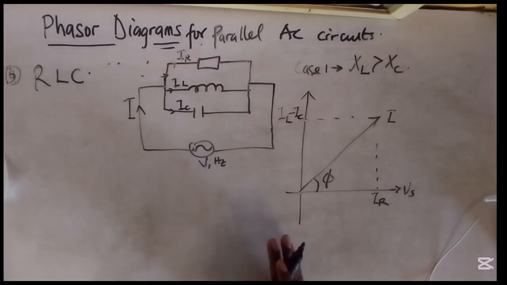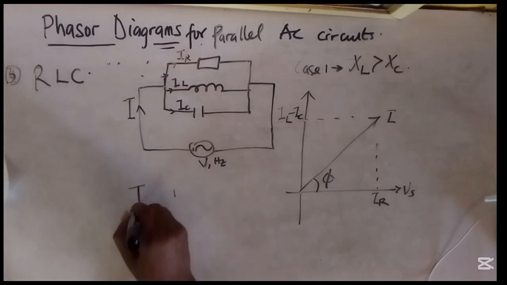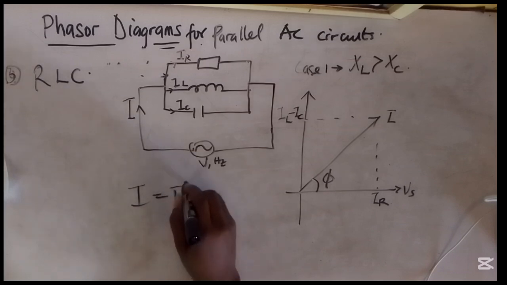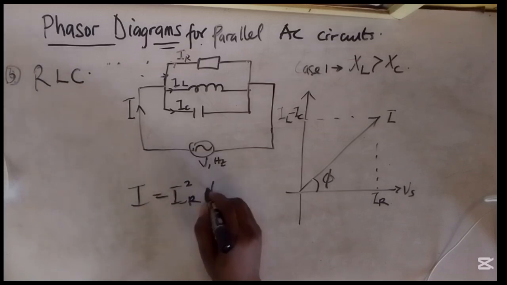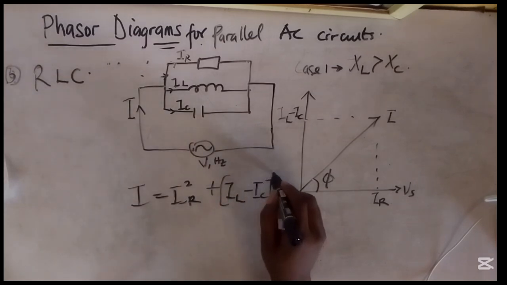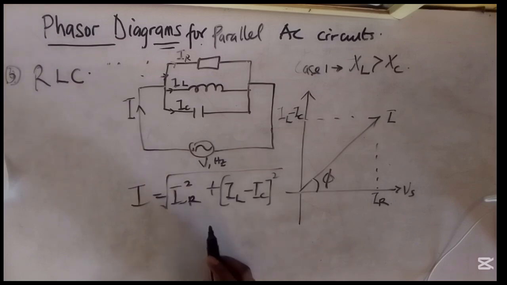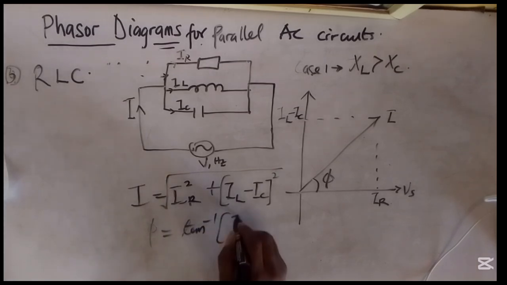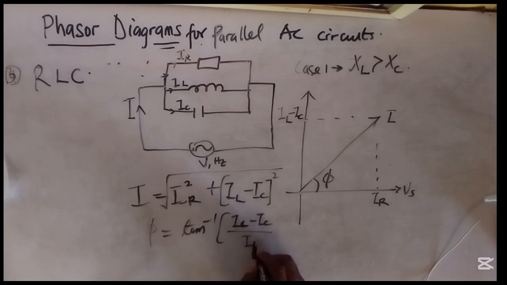With this, we know that we can substitute the values for IC and IR in what we had earlier. So our resultant current will be the square root of IR square plus, here we now have, IL minus IC square, and the root of it should give us the value for our current. Of course, the phase can always be gotten from tan inverse of IL minus IC all over IR. And that is basically what it is.